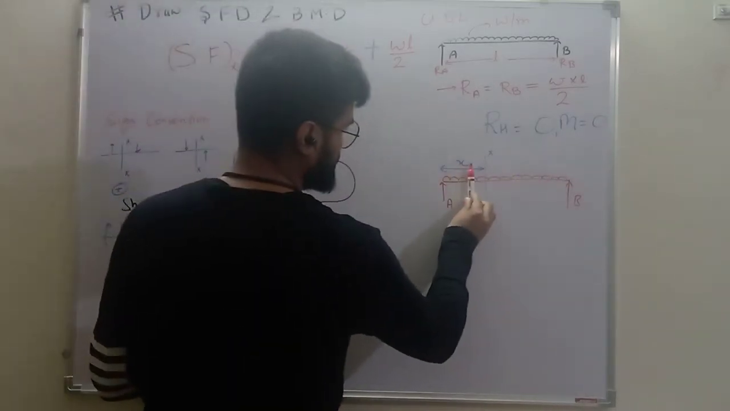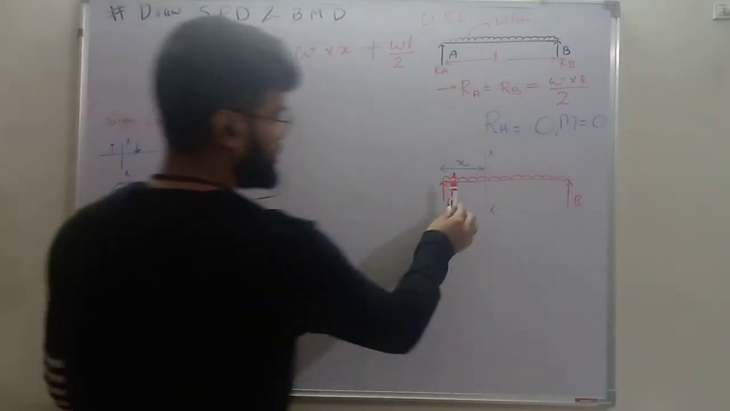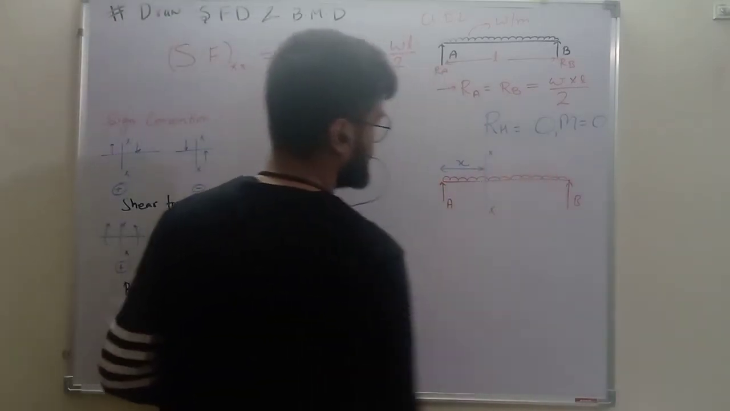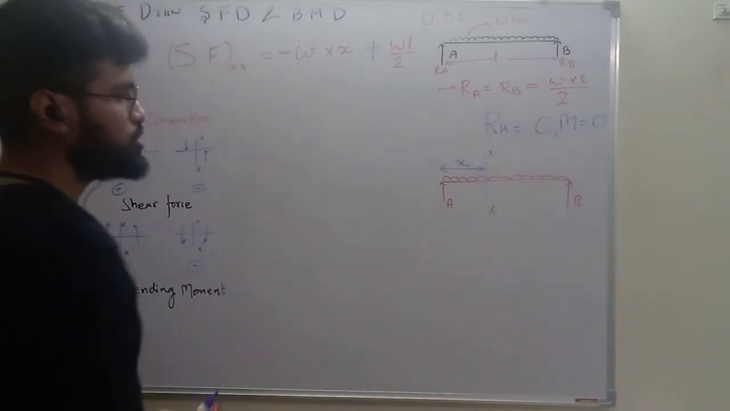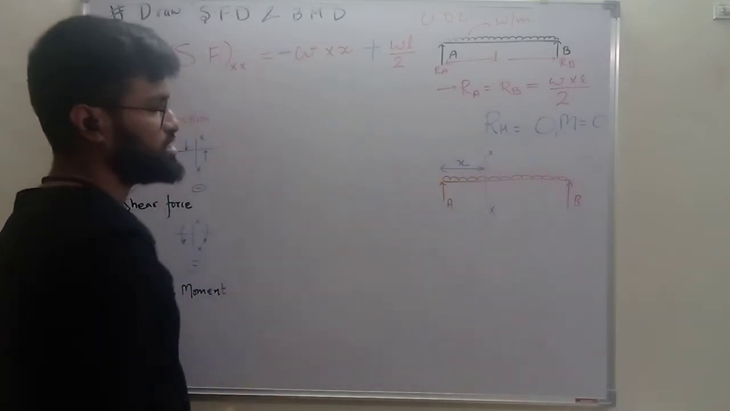If the section is here, or here, or here, because we have an x which is variable, it can be at any position, at any place. The section can be at any position. So we can have the shear force by this equation at different locations of the section.